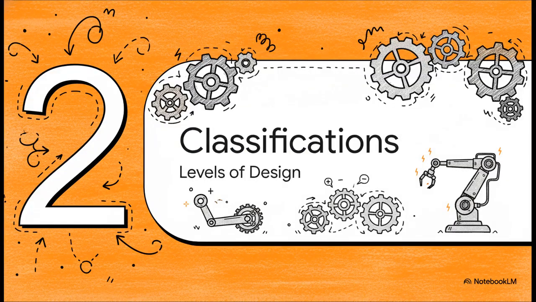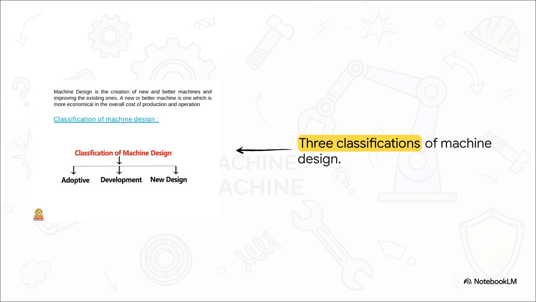Moving right along to part two, classifications of design. And this brilliantly illustrates what you're going to face out in the real world. As you step into your professional careers, you're going to encounter different levels of complexity. Basically, there are three main classifications you'll be working within: adaptive design sitting at the base, development design right in the middle, and new design at the very peak. And this hierarchy is based entirely on the level of technical skill, research, and pure creativity required from the engineer.